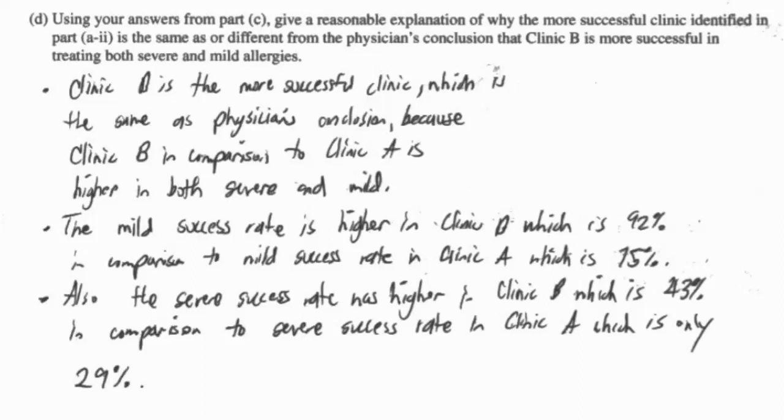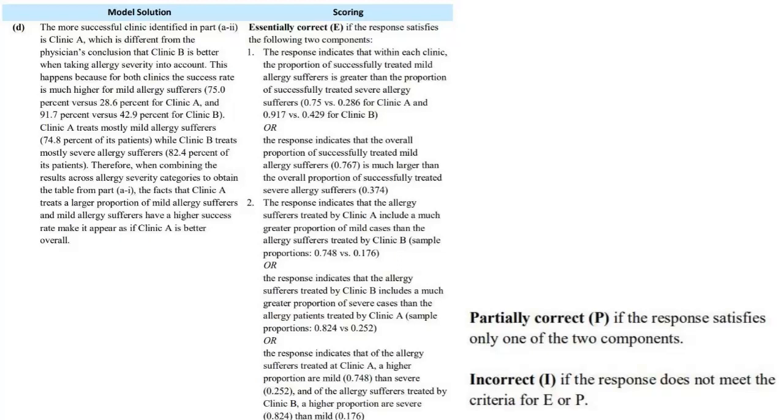So let's go back and look at the criteria. For component 1, there were 2 ways to satisfy it. The response indicates that within each clinic, the proportion of successfully treated mild allergy sufferers is greater than the proportion of successfully treated severe allergy sufferers. So they're better at treating mild cases. Or you could say that the overall proportion of successfully treated mild allergy sufferers is much larger than the overall proportion of successfully treated severe allergy sufferers. You had to have some evidence for this. You had to have some justification.